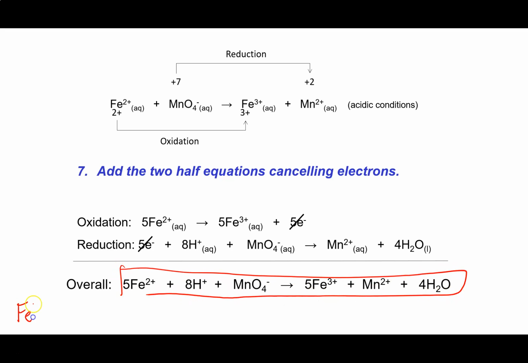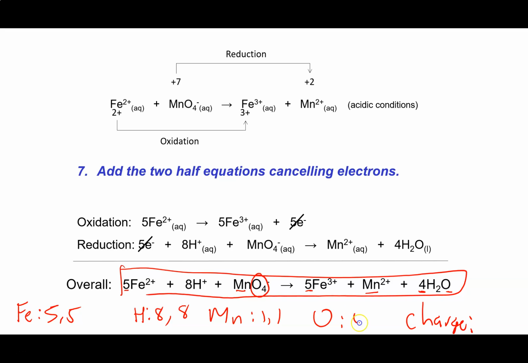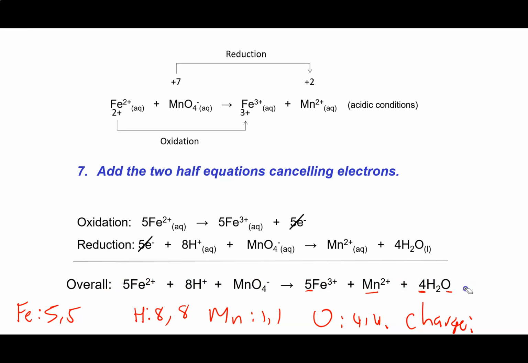And if I'm smart and I've got time, I'll go through and make sure that everything balances on both sides, including the charge. So I've got 5 ions on the left and I've got 5 ions on the right, so they are good. I've got 8 hydrogens on the left and I've got 4 times 2, 8 hydrogens on the right, so they are okay. I have 1 manganese on the left and 1 manganese on the right, so they are okay. I've got 4 oxygens on the left, and then I've got 4 times 1, 4 oxygens on the right, so they are okay.